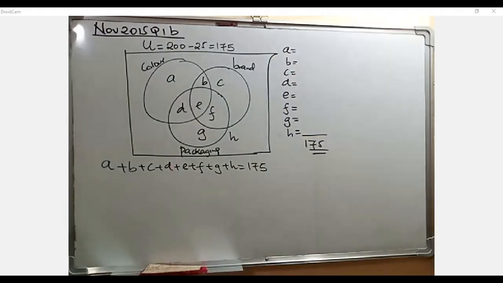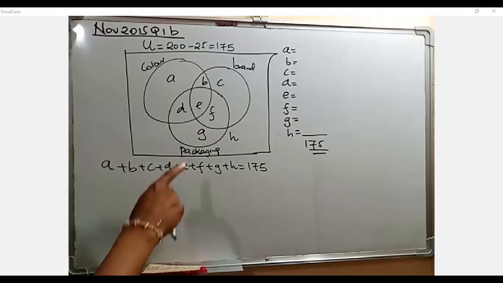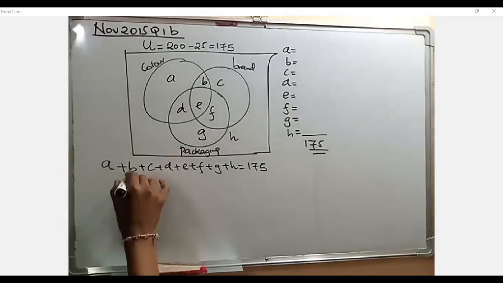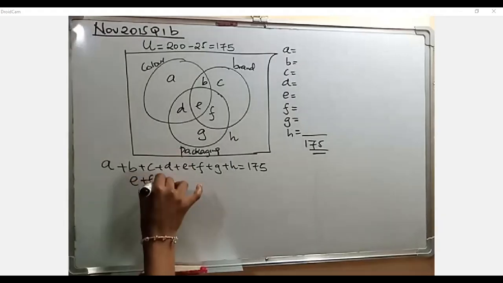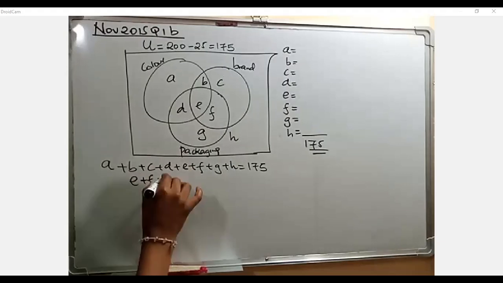Now, let us look at the information provided. We have been told 24% like the packaging and the brand name, and we say "and" is intersection, right? Packaging and brand name, what they are sharing is E plus F, which is equal to 24.